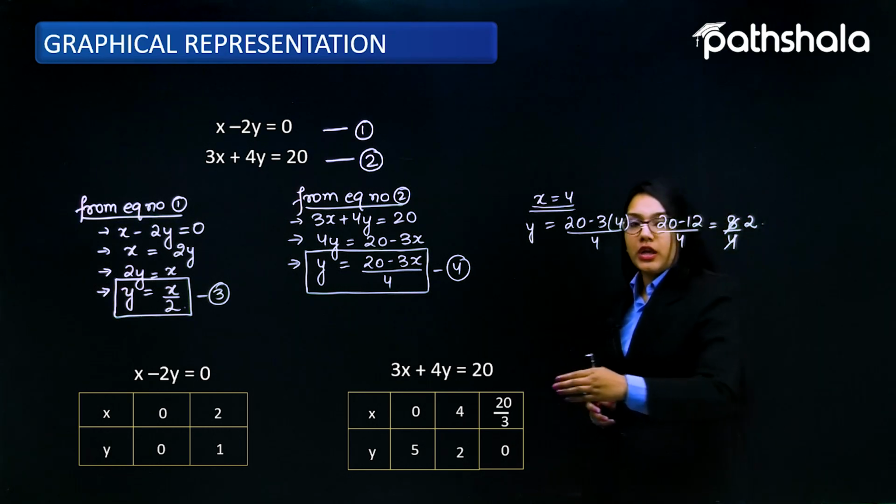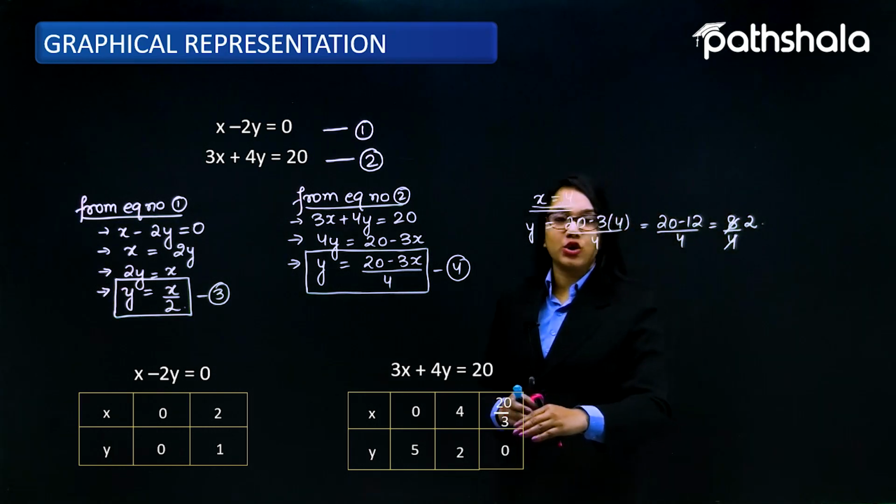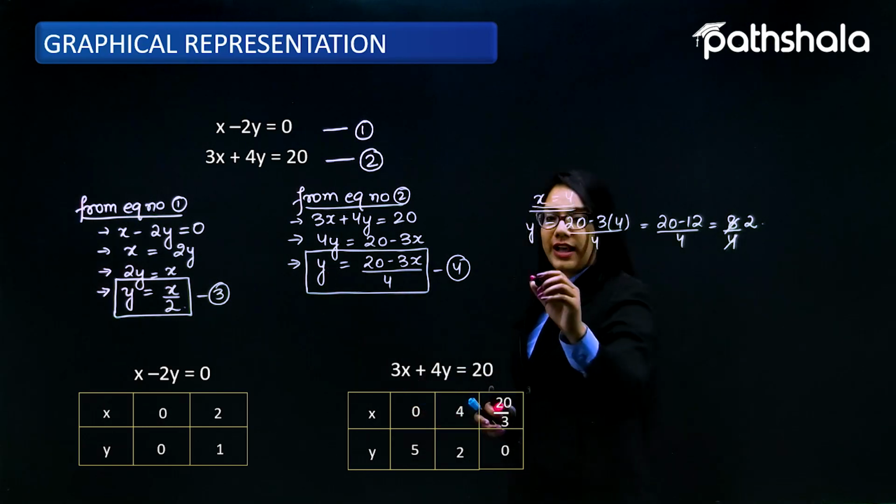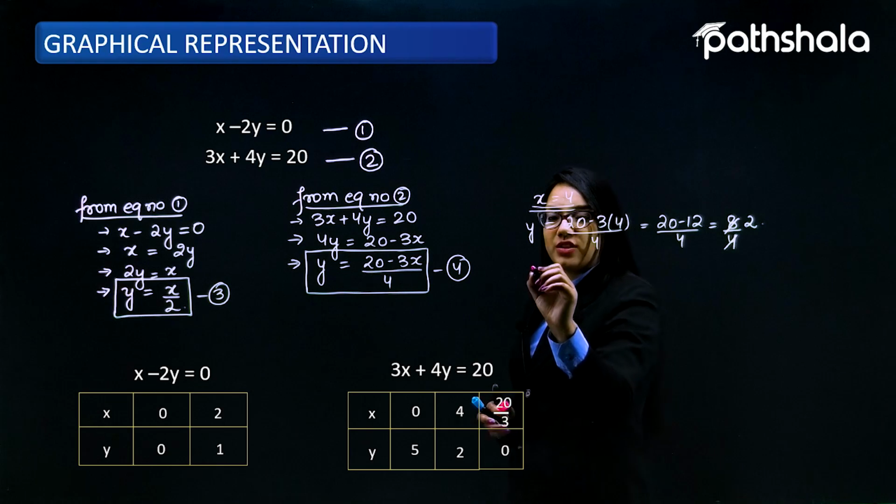So let us suppose we are talking about y being 0 over here. If y is 0, then this equation can be converted as follows. Let us substitute y as 0 over here.